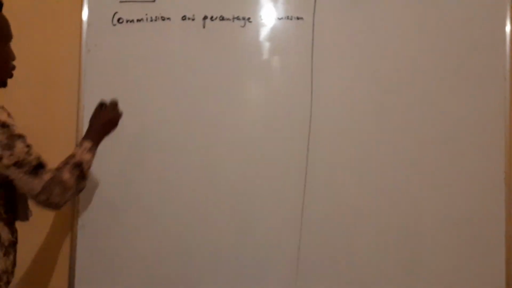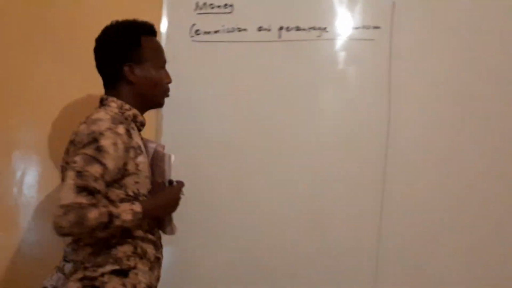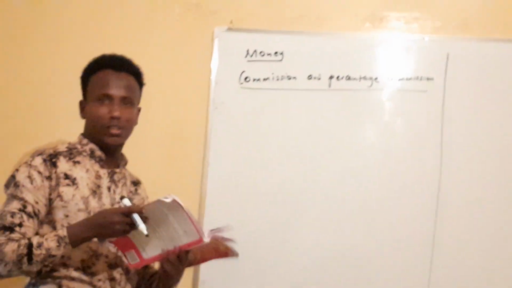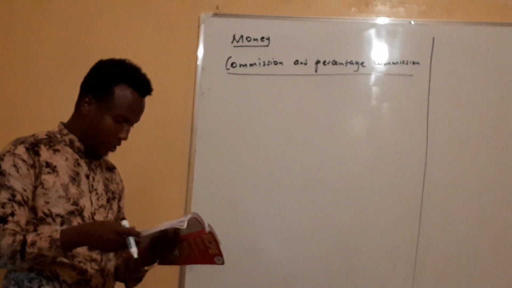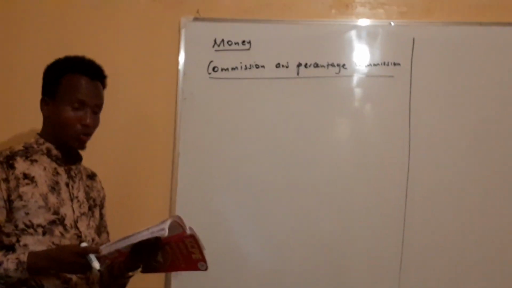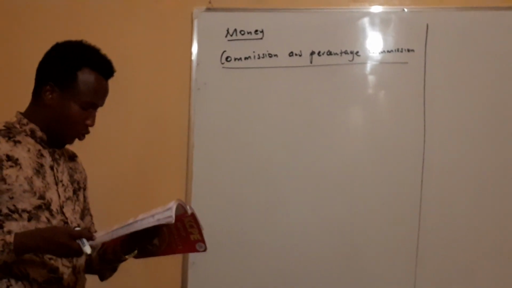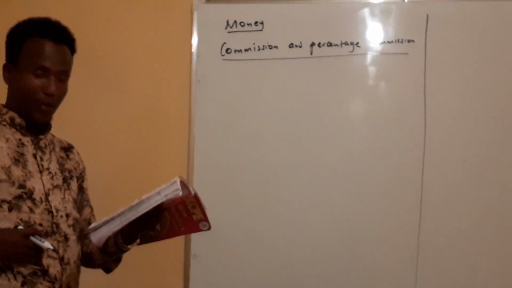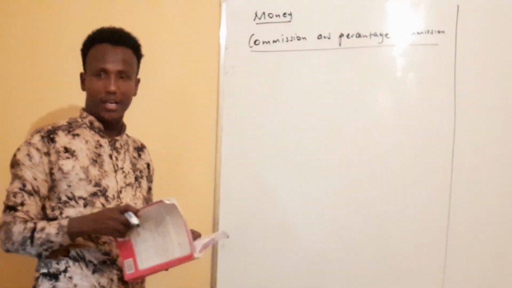Now, for your information, this chapter is very much examinable. And we said commission will come in every exam. It's obvious. So our students are expected to cater for these concepts so that he or she gets the correct answer during examination. Commission refers to payments for service rendered.